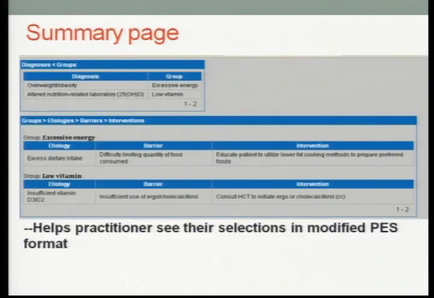So this is what our summary page looks like. Once you've seen the patient a second, subsequent time, you can click the button that says summary page and see what you've done. So here's the diagnosis. Here's the group category that diagnosis is in. And here's all that happened. So let's say you picked overweight and obesity as your diagnosis. That's in the group excessive energy. Here's your grouping. The etiology was excess dietary intake. The barrier was their difficulty limiting quantity of food consumed. Their intervention was to educate the patient to utilize lower fat cooking methods and to prepare prepared foods. So you can really begin to see it all connected.